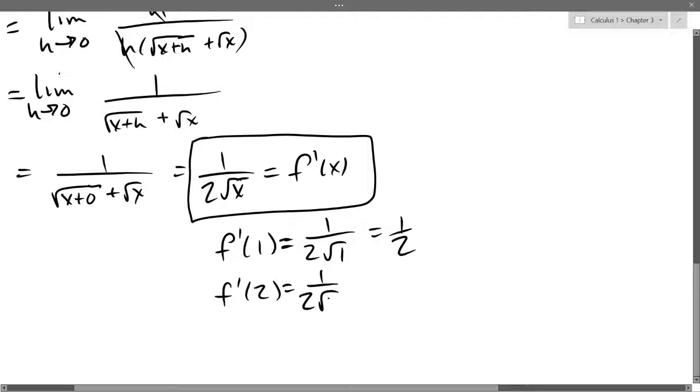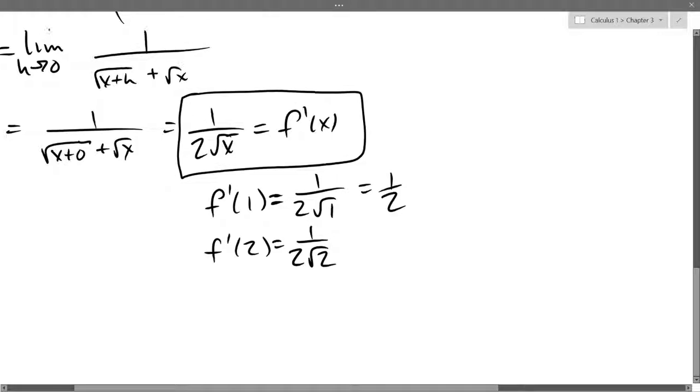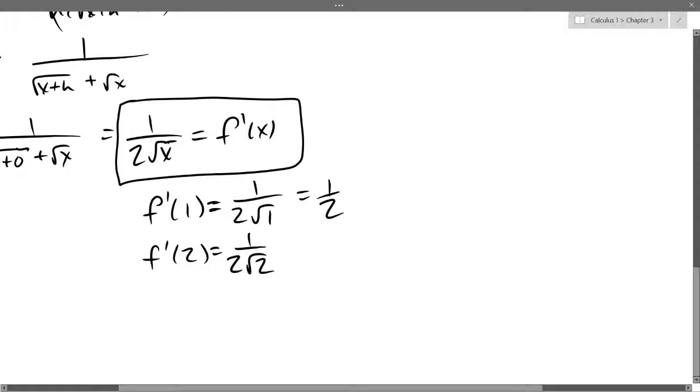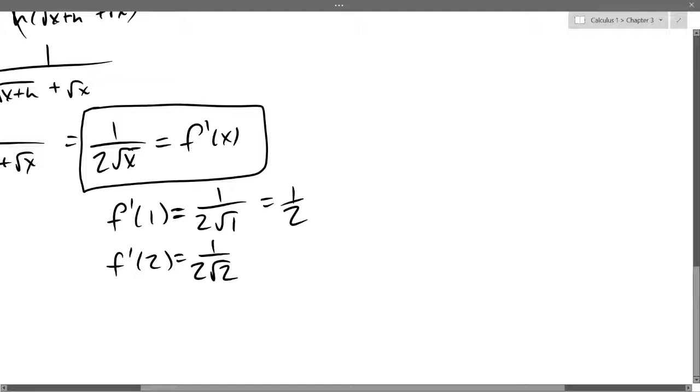So what does this all look like? This is a bunch of algebra and a little calculus that we did. We started with the square root of x function. 0, 0, 1, 1, 4, 2. So I'm sketching out our original graph right here. f prime of 1. Okay, 1. There's x equals 1.